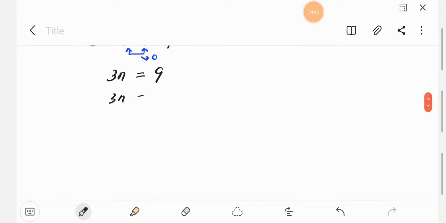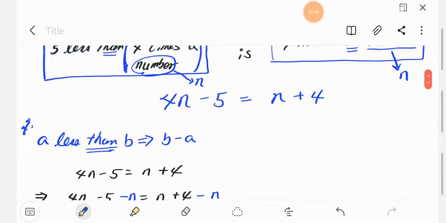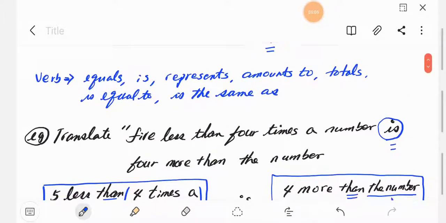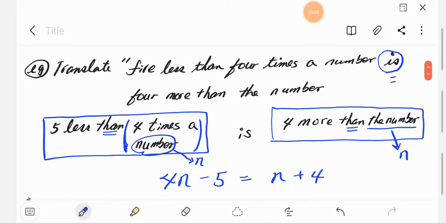And then what do we do next? To find n, we need to divide each side by the coefficient 3, because 1 is in the numerator, the same number is in the denominator. So these 3 cancel out. So n is equal to 3. So the number is 3. So 3 is the answer for this one.